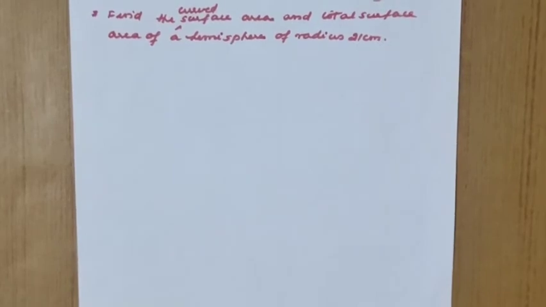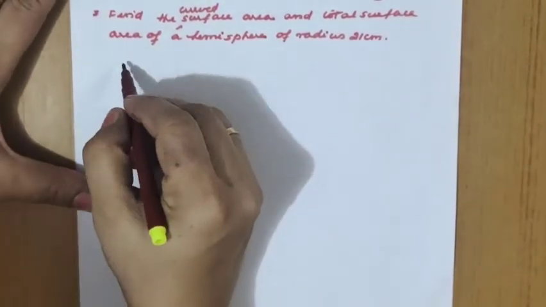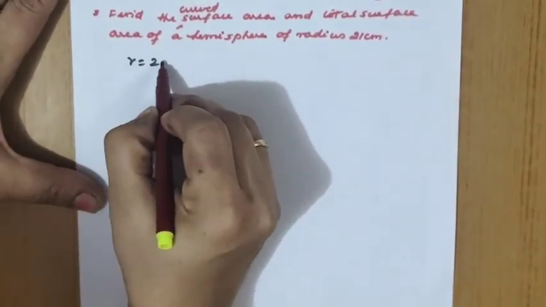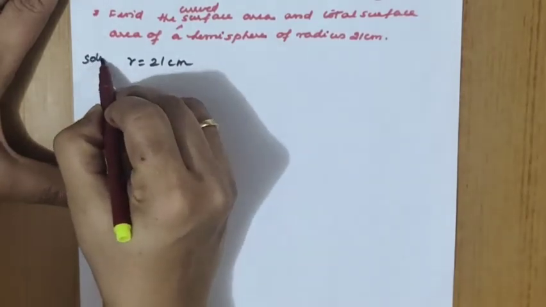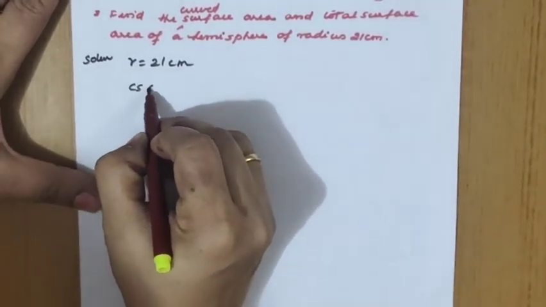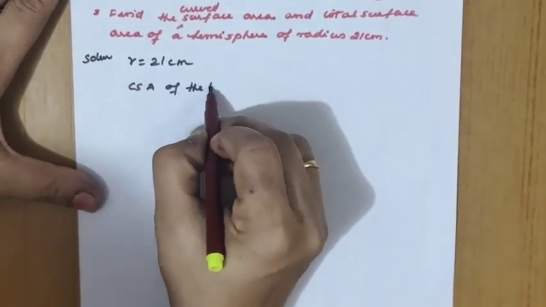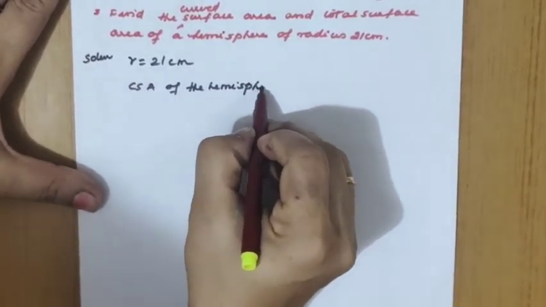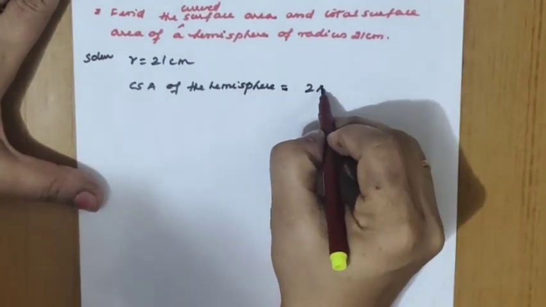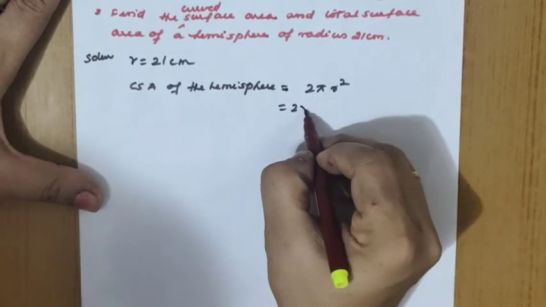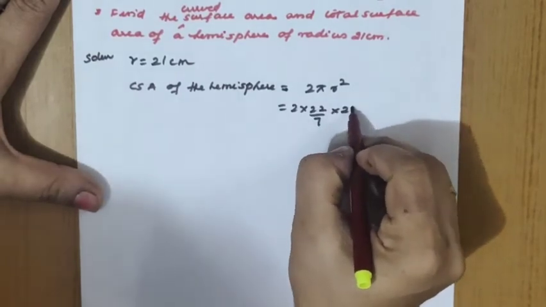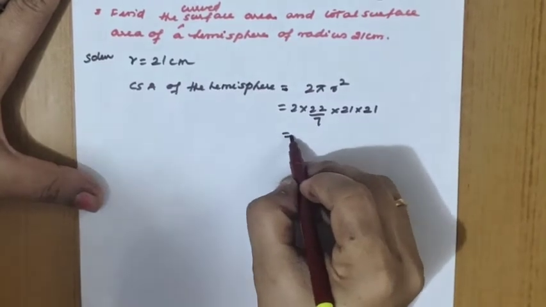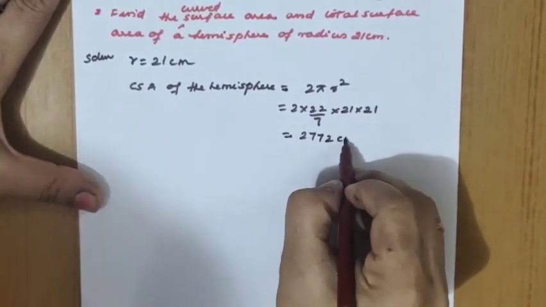Find the curved surface area and the total surface area of the hemisphere of radius 21 centimeter. That means we have to calculate the total surface area as well as the curved surface area. So what is given in the question? r equals 21 centimeter. CSA of the hemisphere is 2 pi r square, that means 2 into 22 by 7 into 21 into 21. It is equal to 2772 centimeter square.